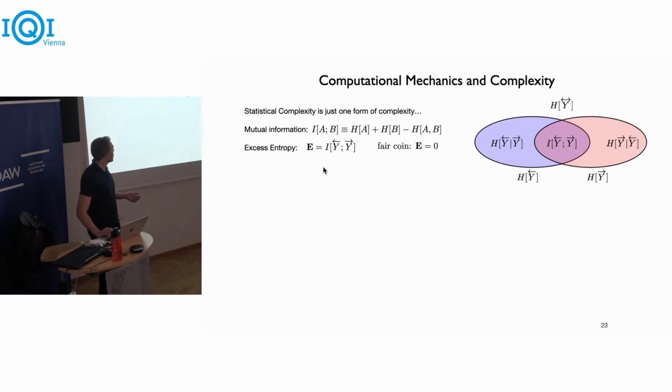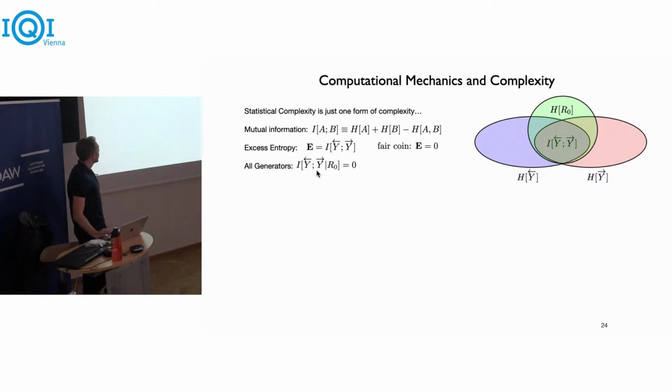And this itself is called the excess entropy and is a measure of complexity. It's the minimum amount of information that must be contained by any model that can produce this process. If your model contains less information than this, it's not producing this process, because where are the correlations? They need to be held somewhere, right? For a fair coin, this is 0. For a sequence of fair coin flips, this is 0.